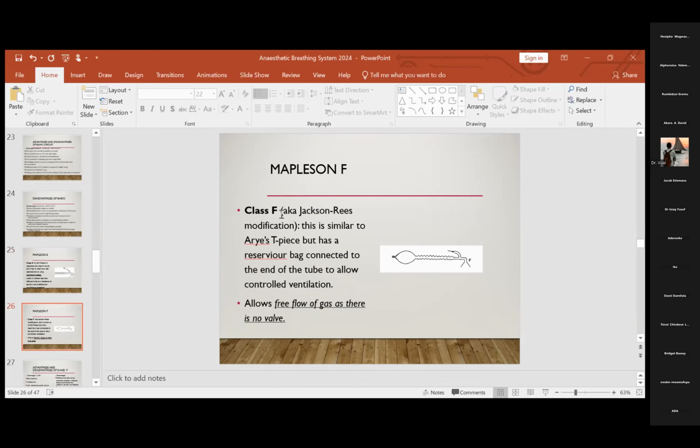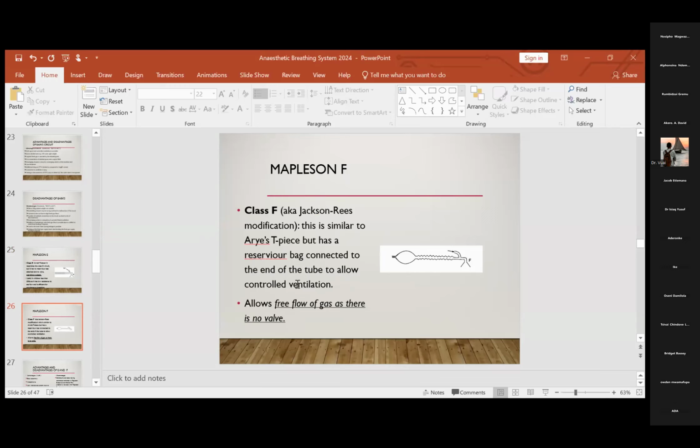All right, so class F, the Jackson-Rees modification, is similar to the Ayre's T-piece, but it has a reservoir bag connected. So when you have a reservoir bag connected to your Ayre's T-piece, you have your Jackson-Rees modification, which is the class F. The reservoir bag is connected to the end of the tube to allow for controlled ventilation. That is the importance of the reservoir bag here.